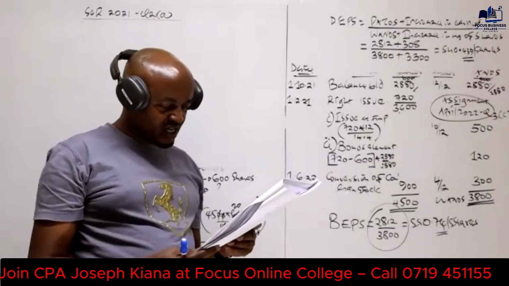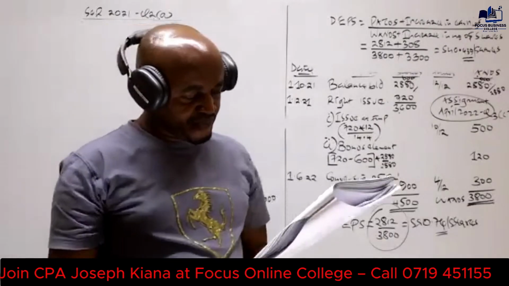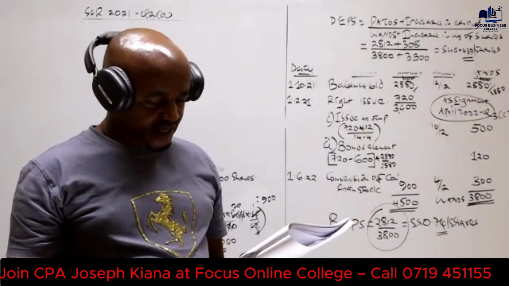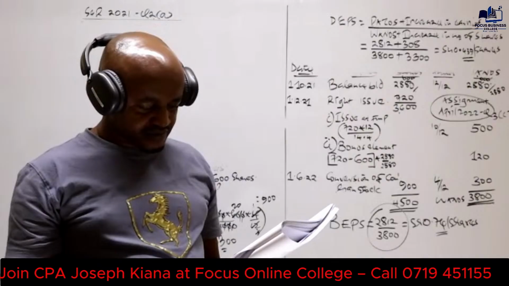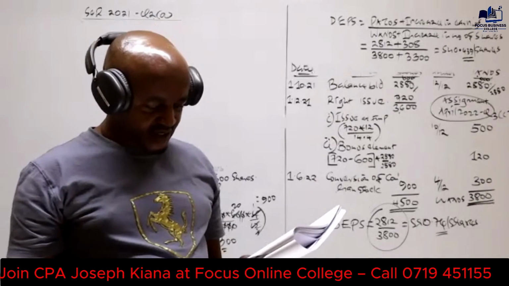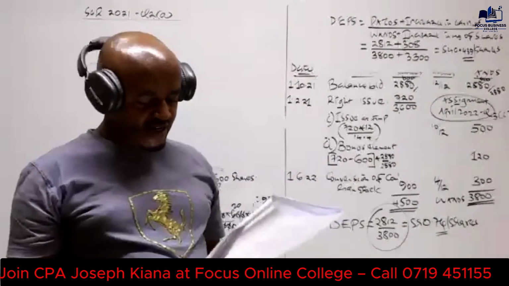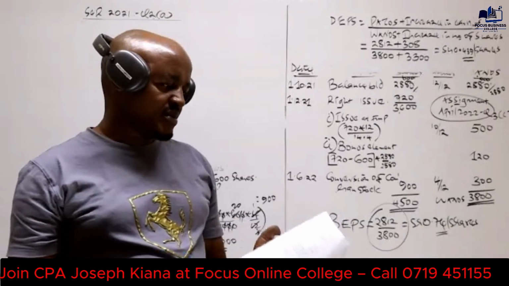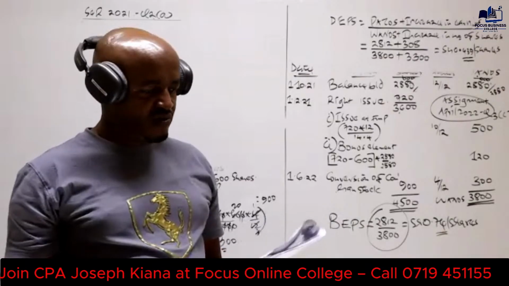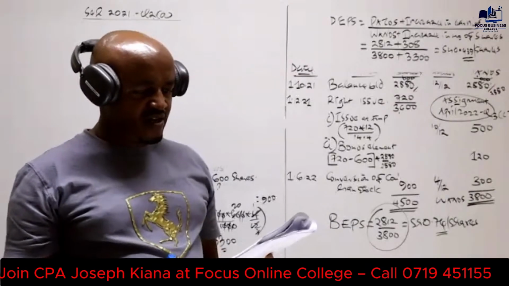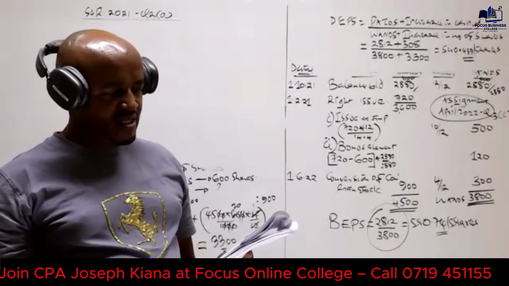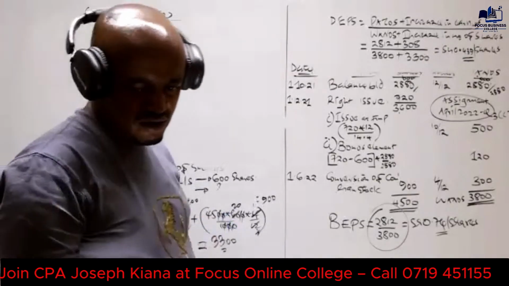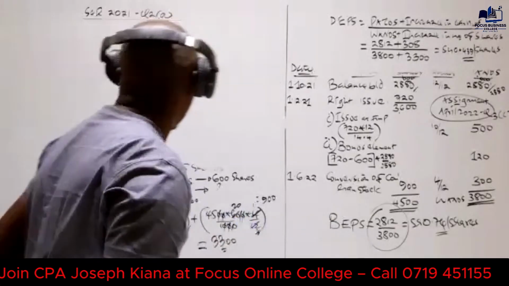So we have ordinary share capital, 10% cumulative preference shares, 12% convertible loan notes, and the profit after tax. Then we have additional information, number 1, 2, 3, 4, 5. So what are we required to do? We are required to compute the basic earnings per share for the year which ended 31st of December 2020. I think we can do this quite fast.